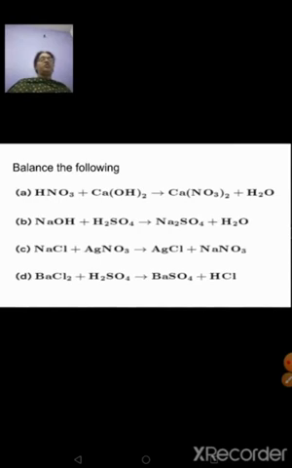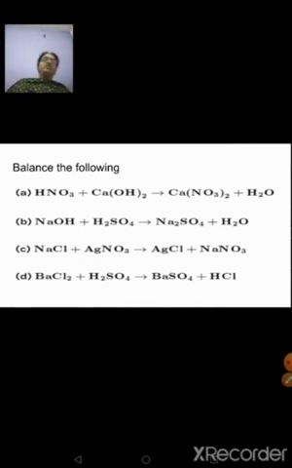NaCl plus AgNO3 gives AgCl plus NaNO3. NO3, NO3 on both sides. Ag is 1, that is silver is 1 on both sides. Sodium, Na is 1 on both sides. Chlorine is 1 on both sides. So it's a balanced chemical equation. You need not balance it once again.